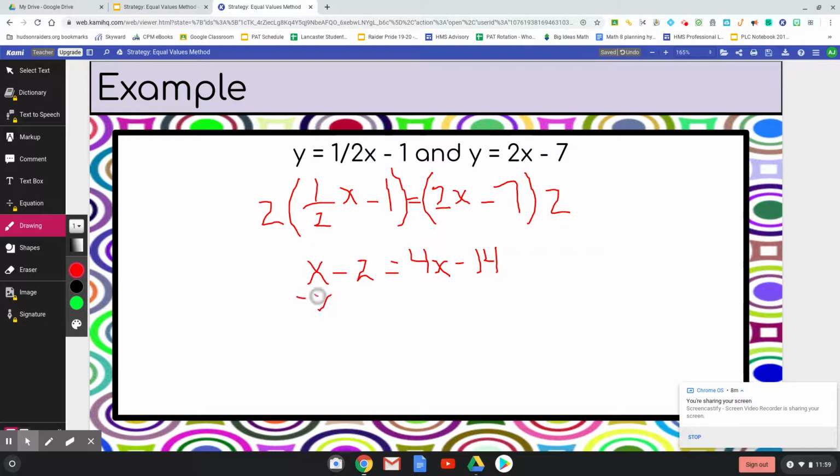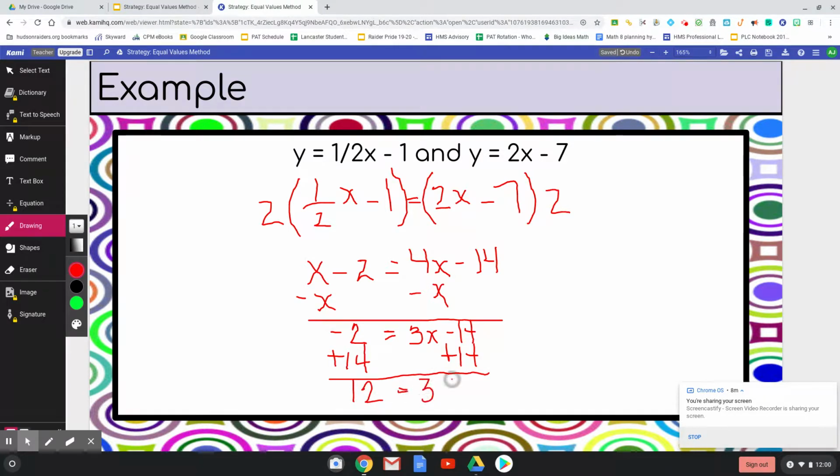So I'm going to subtract x from both sides, and I get -2 equals 3x minus 14. I'm going to add 14 to both sides, and I get 12 equals 3x. If I divide both sides by 3, I get x equals 4.